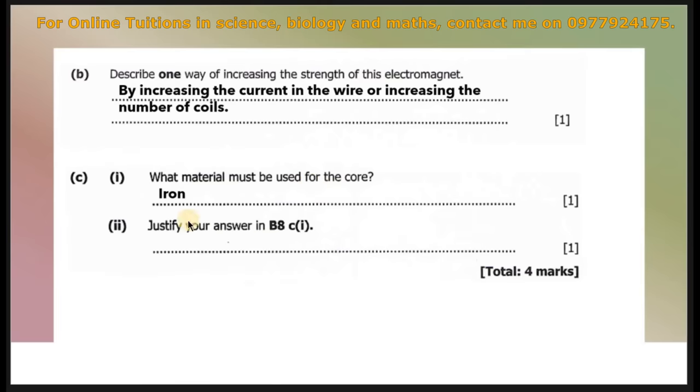Now the next question is, justify your answer. Why are we using iron? So we are saying iron is easy to magnetize and demagnetize. Electromagnets are magnets that have magnetic properties when current is flowing, and do not have magnetic properties when no current is flowing. So iron has that ability. When a switch is on, it becomes a magnet. When it is off, it becomes a non-magnetic material. So iron is easy to magnetize and demagnetize.